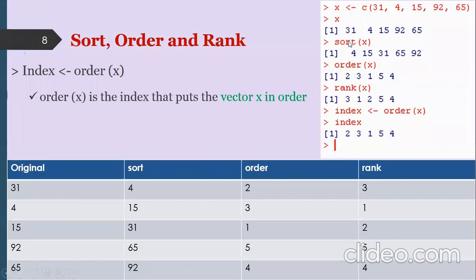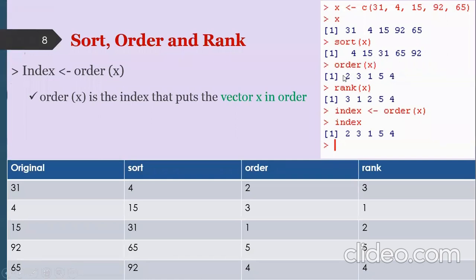After that we asked R to sort this for us, and it sorts it. Sort is the actual numbering in ordered form. Like this 31 is at the 4th position. So it sorts this in ascending order for us.